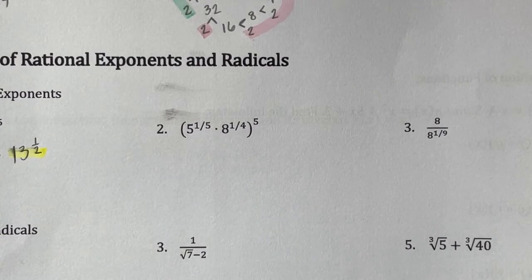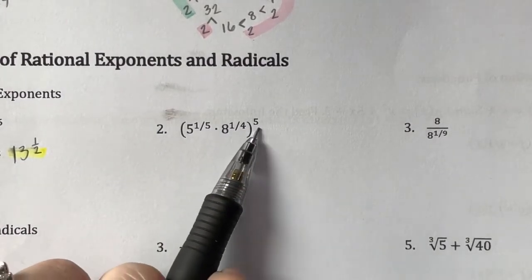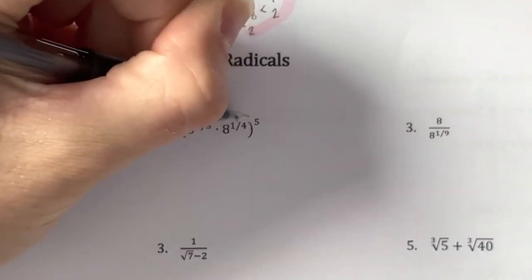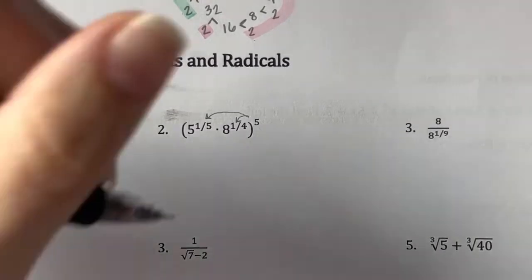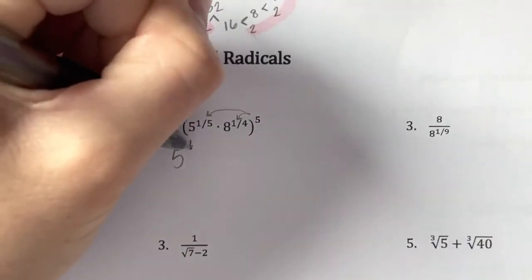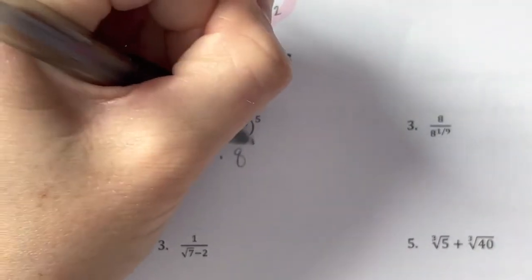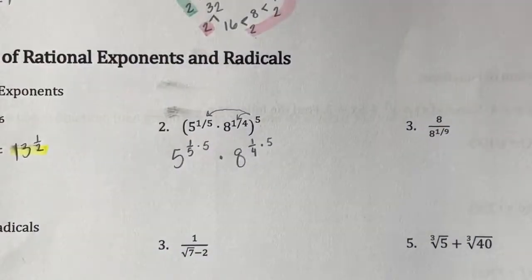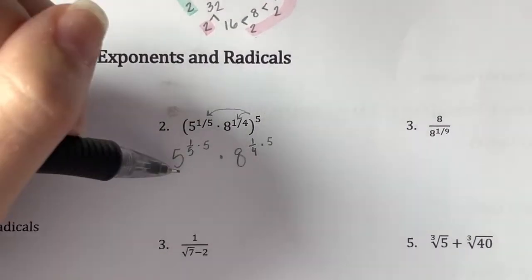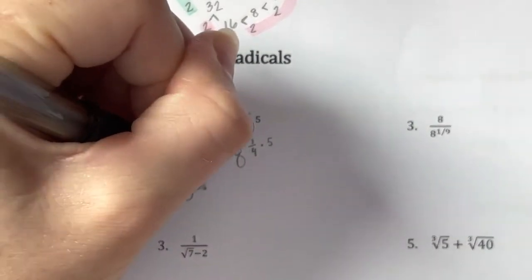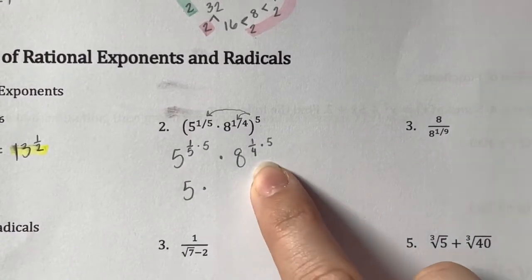So this doesn't work for different terms if you're adding them. But if you're multiplying 2 different things or 3 different things, however many different things you have, you can distribute the 5th power to both of these. So when you raise a power to a power, you multiply those exponents. So this would be 5 to the 1/5 times 5, and then times 8 to the 1/4 times 5. And then 1/5 times 5 is just 1. So this is just 5 to the 1st power times 8 to the 1/4 times 5.